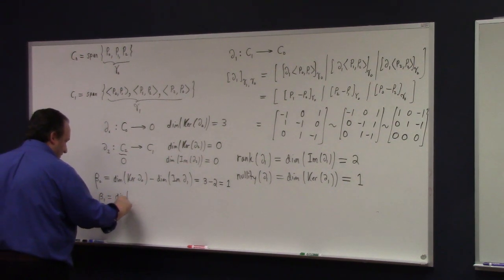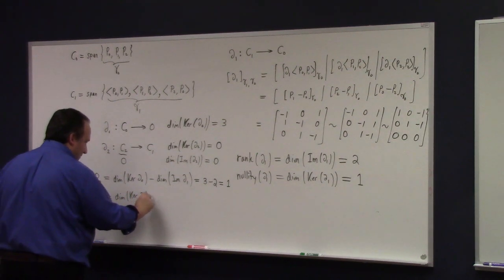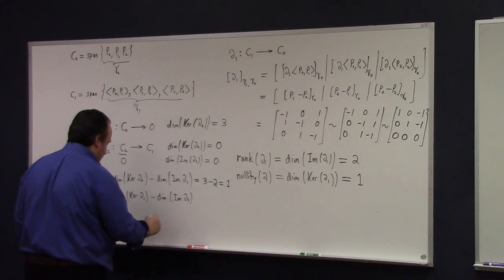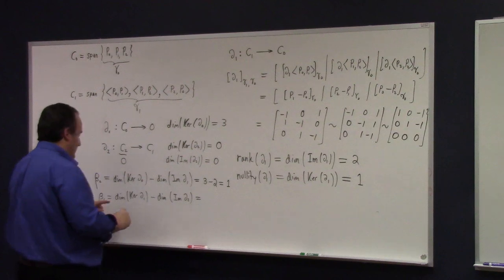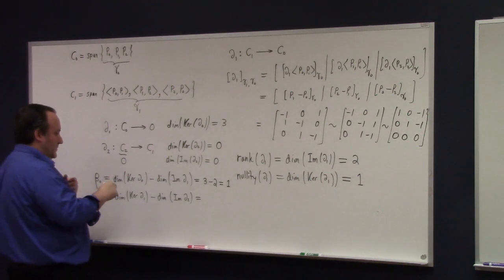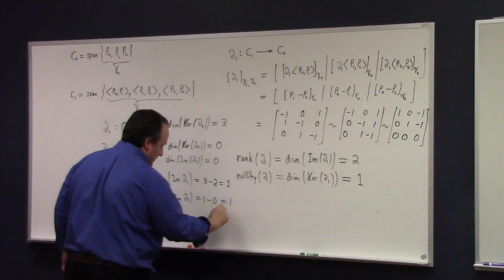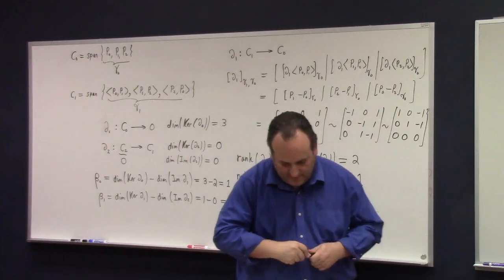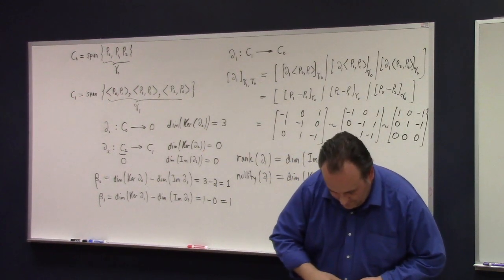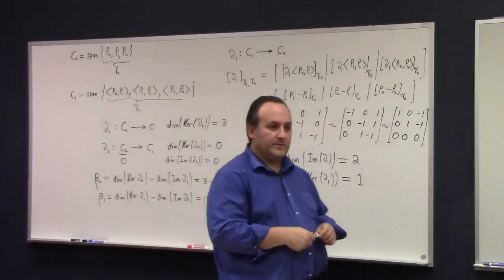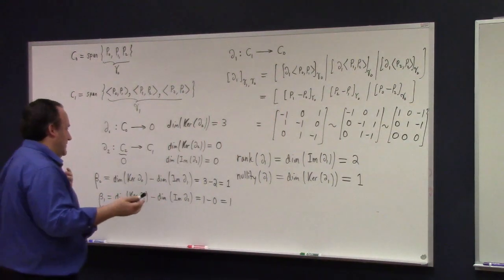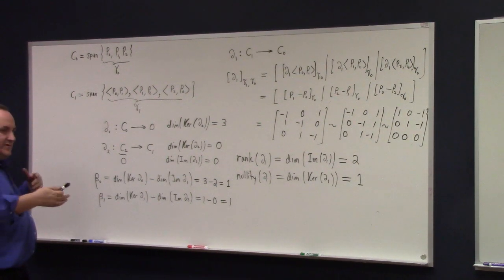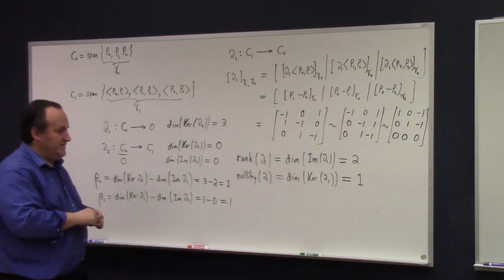How about beta 1? There we're looking for the dimension of the kernel of the boundary 1 map minus the dimension of the image of the boundary 2 map, which is 1 minus 0, which is 1. So there we go. Everything higher than that is 0. The image and the kernel are all 0 past where we are. So we can summarize this.